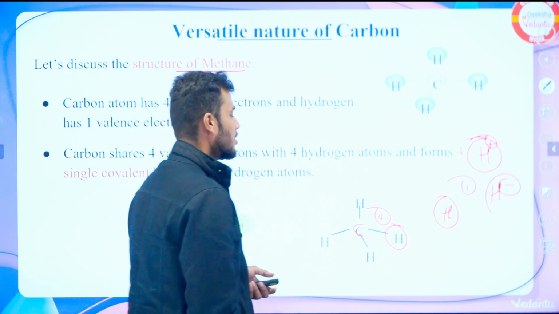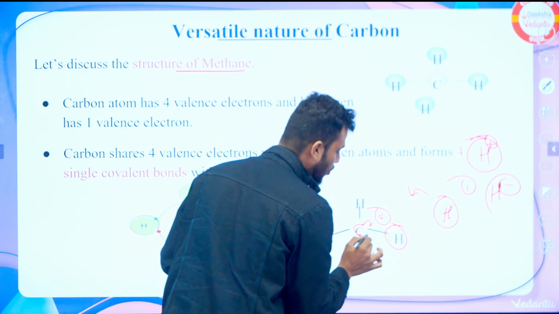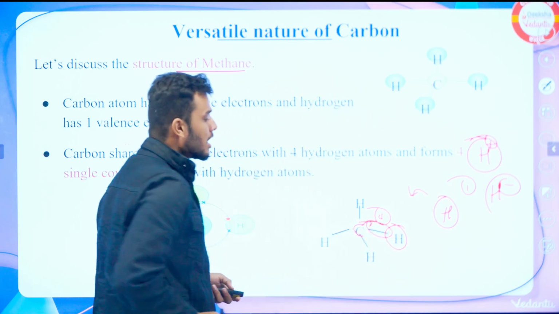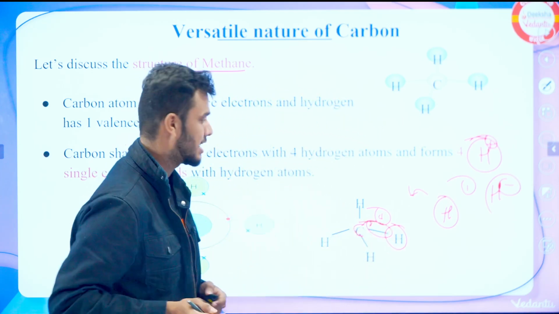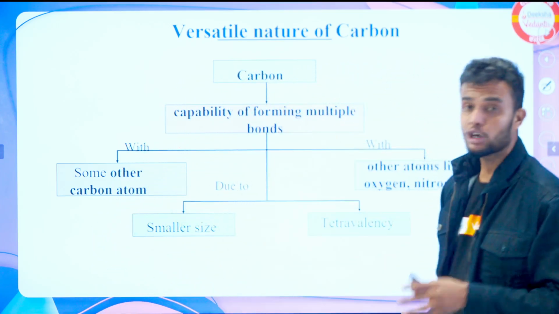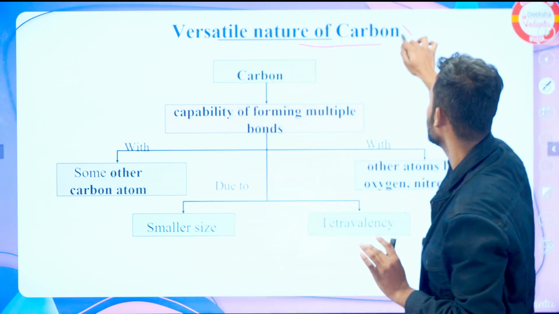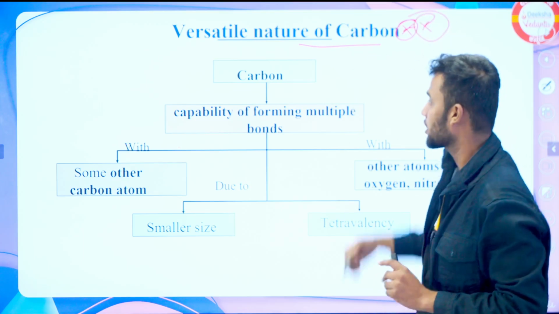Okay, students. Hydrogen contributes 1 electron, carbon contributes 1 electron, forming 1 covalent bond. Here, how many covalent bonds are there? 4 covalent bonds. That's why this is called a single covalent bond. This is very important. Please take a screenshot, or I will share this PPT, please download it. Versatile nature: explain the versatile nature of carbon.